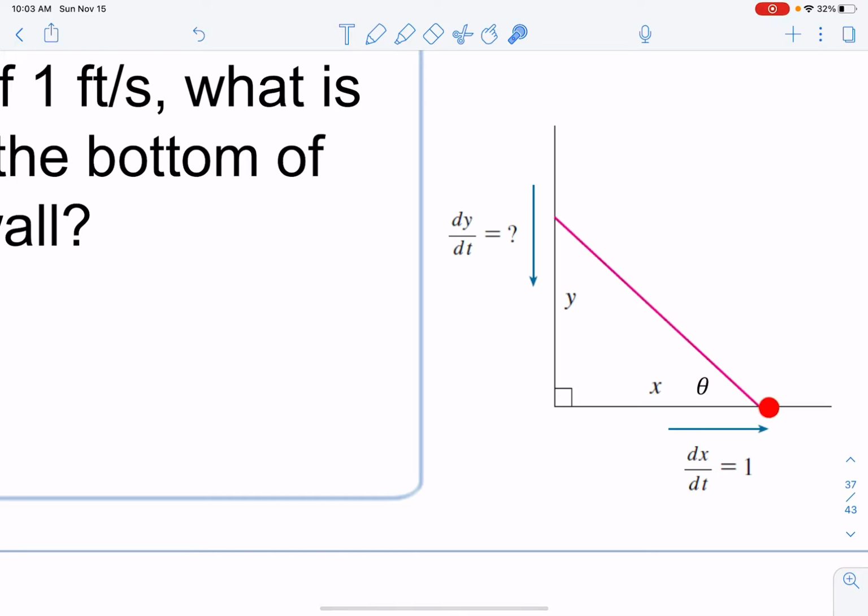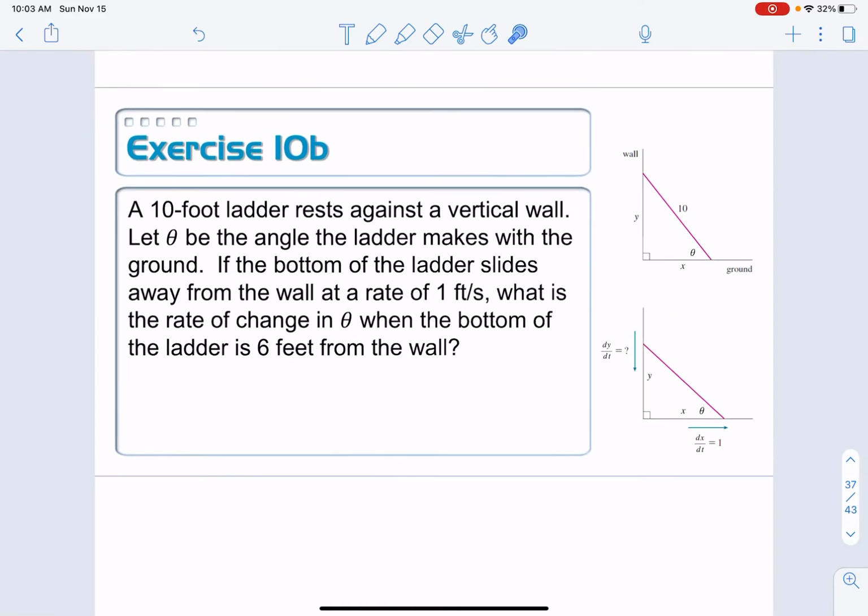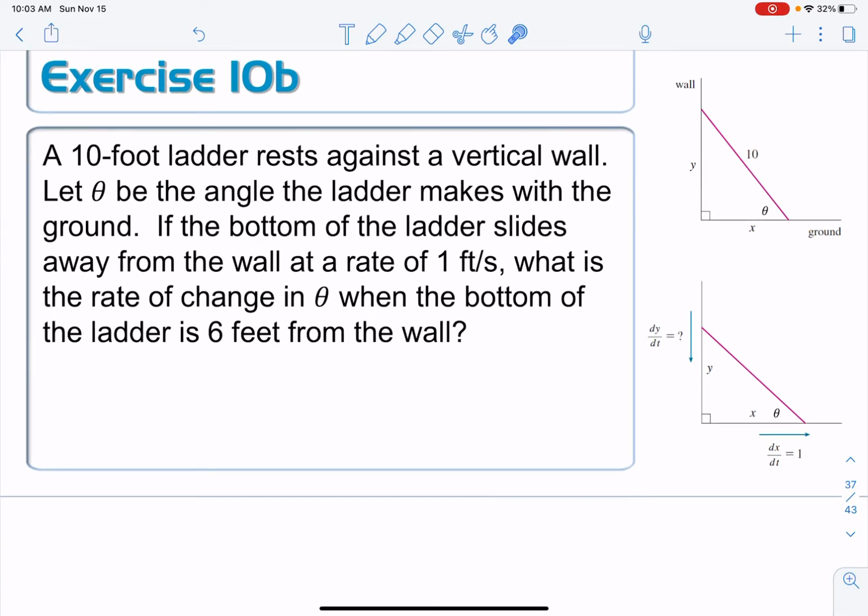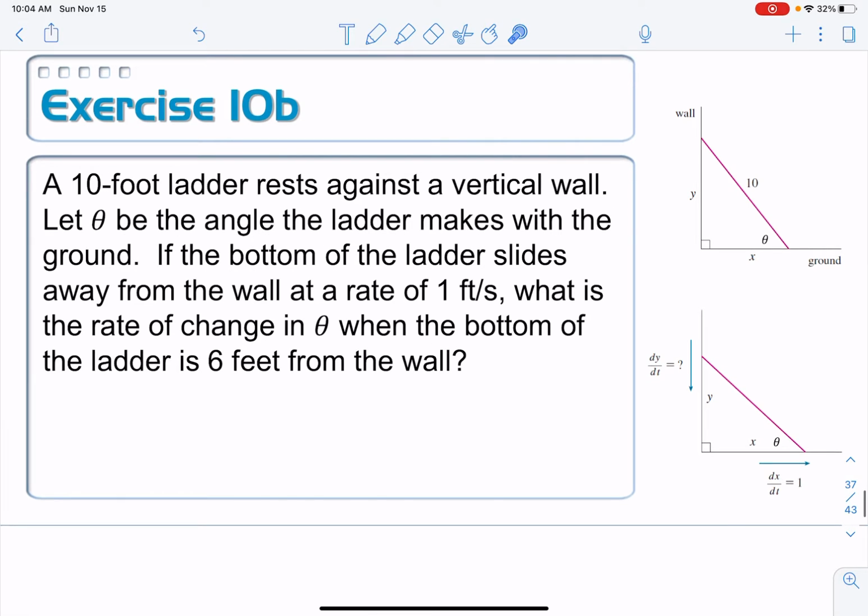And of course, this is still moving out. This is still moving down. And as it moves out, as this ladder slides away from the wall, this theta is changing. If the bottom of the ladder slides away from the wall at a constant rate of 1 foot per second, just like it was before, what is the rate of change in theta when the bottom of the ladder is 10 feet from the wall?